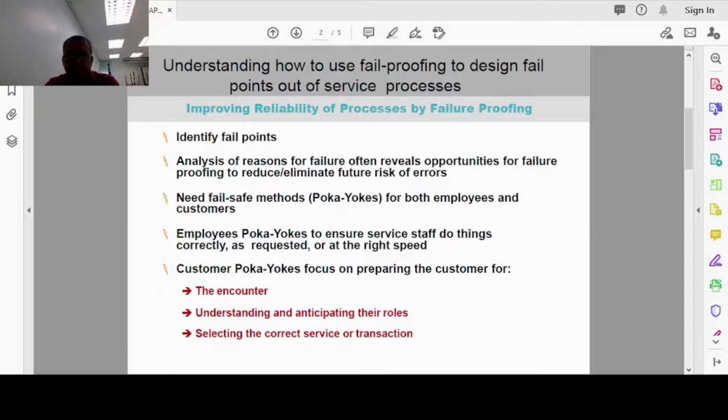Need a fail-safe method using the poka-yoke method for both employees and customers. For employees, poka-yoke ensures service staff do the right thing as requested and at the right speed. For customers, focus on preparing the customer for the encounter, understanding and anticipating their roles, and selecting the correct service or transaction.